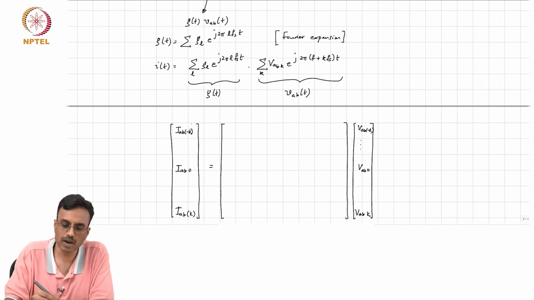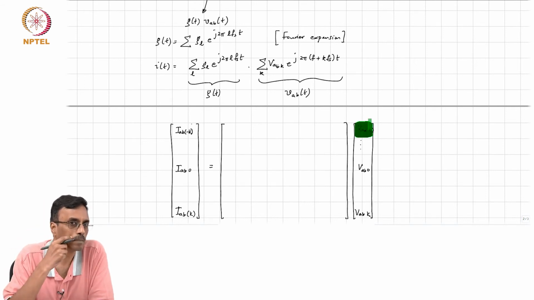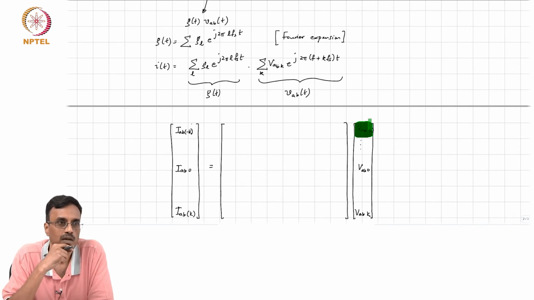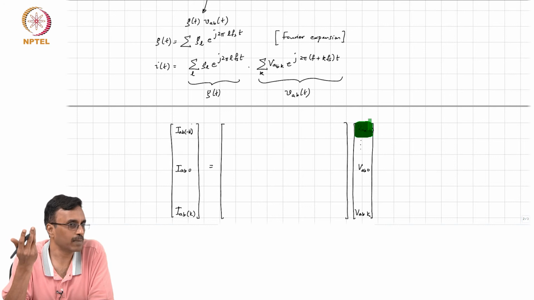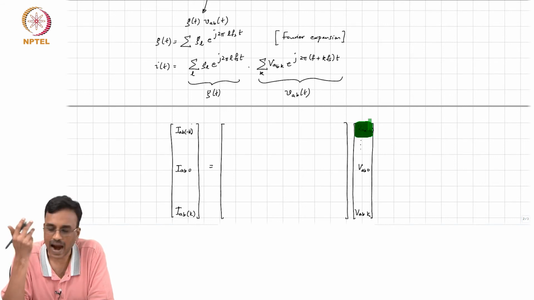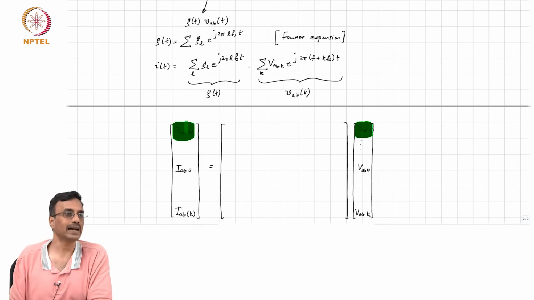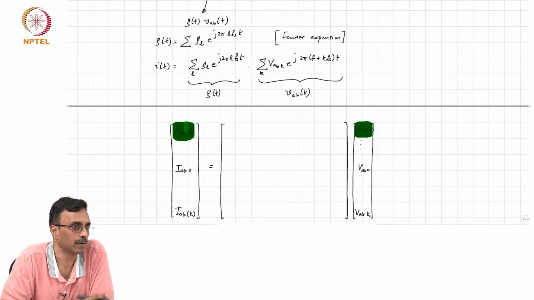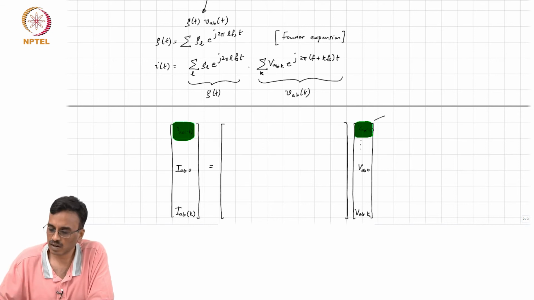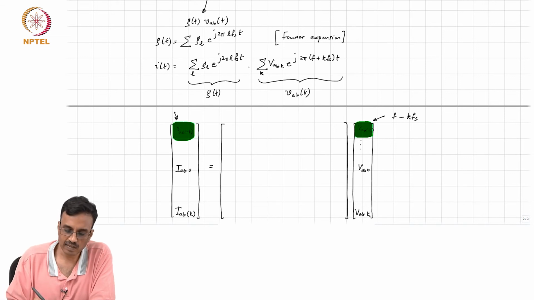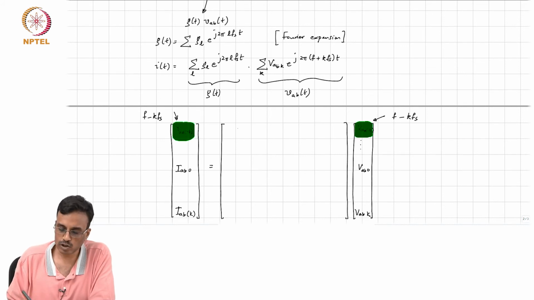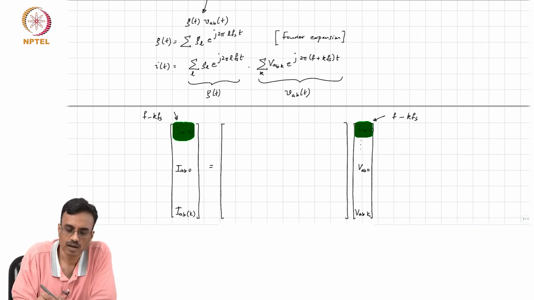Well, what does VAB of minus K signify? It signifies the complex amplitude of the voltage at frequency F minus KFs, right? How will that reflect as the current at the same frequency? This is also at a frequency F minus KFs. So, what should be this entry here? I mean, which two terms?